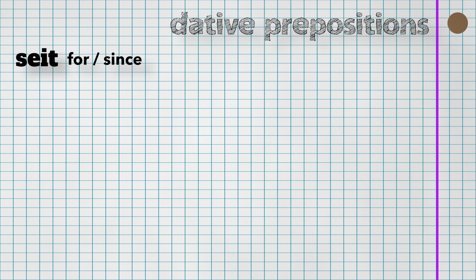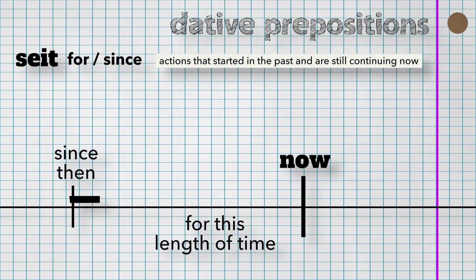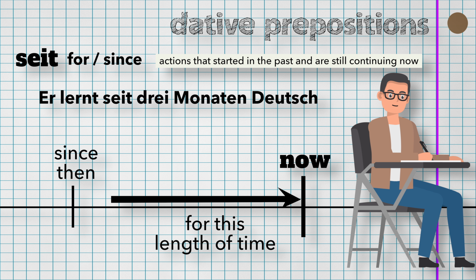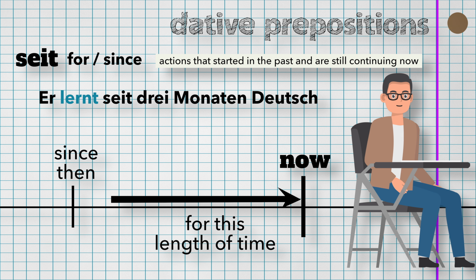Let's look at another preposition that uses the dative. Seit is a handy one to use. We can use it to introduce actions that started in the past and are still happening now. For example, "Er lernt seit 3 Monaten Deutsch." It's worth pointing out that we're in the present tense here since he's still learning German right now. But he started 3 months ago and he's been learning for 3 months.